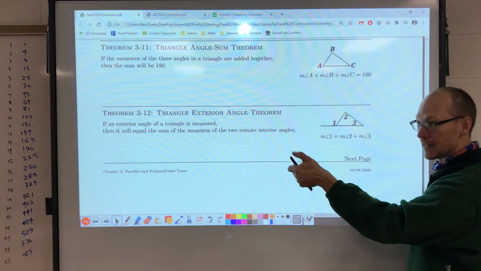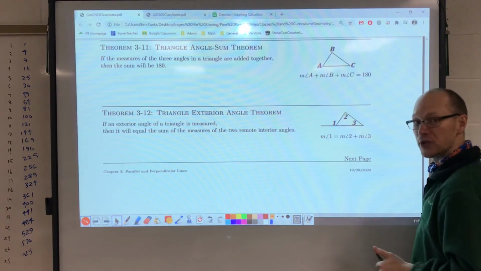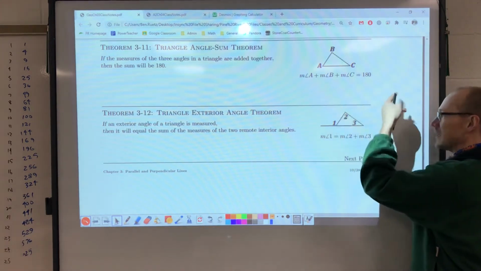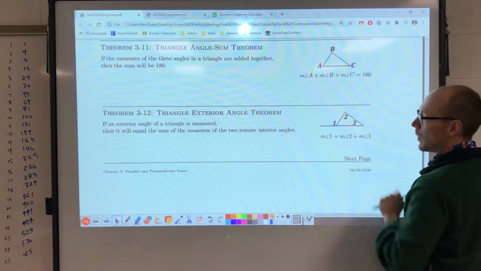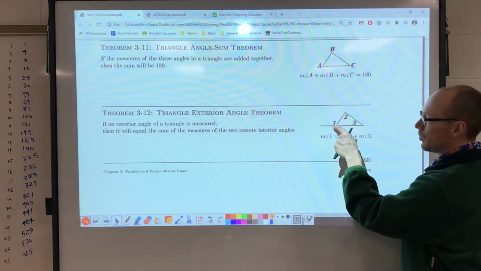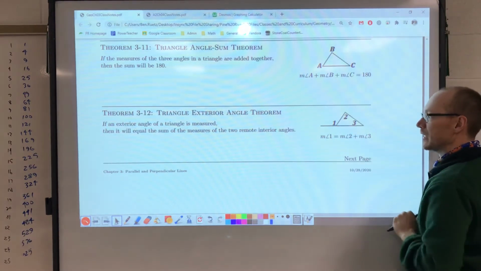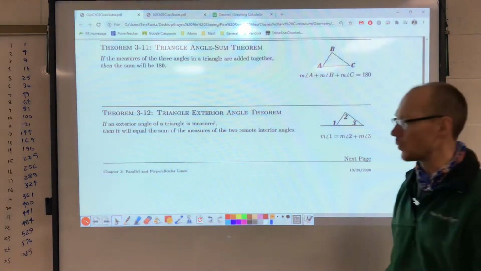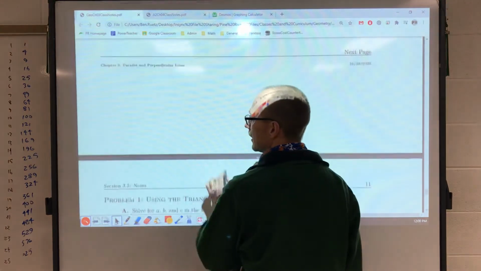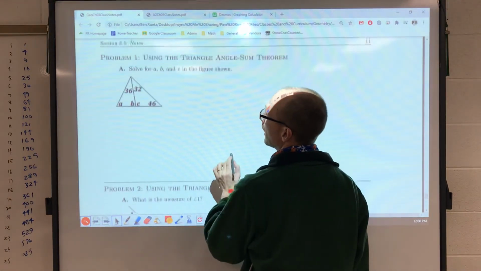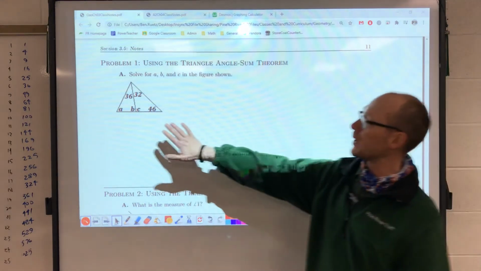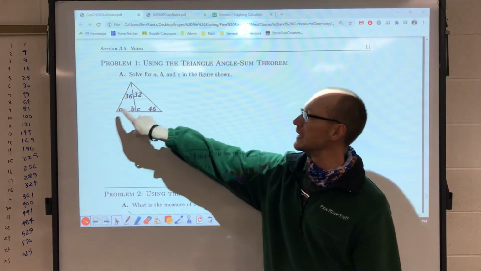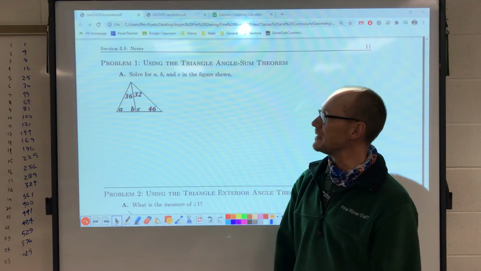A remote control allows you to control the TV from across the room, right? That's what the remote interior angles are. They're the angles across the room from where you are. So this angle 1 is going to equal the sum of 2 and 3. There are lots of reasons for why that is, and I'll let you explore those on the homework. Problem number 1, pretty straightforward question. Can you use some process of elimination to figure out what A, B, and C are?